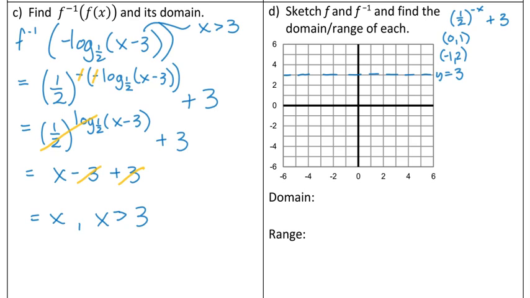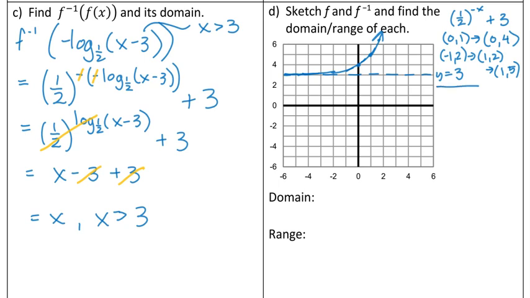So if we flip across the y-axis and then shift up 3, the flip won't move that first point, but shifting up will. It'll end up at 0, 4. The second point, when we flip, it will end up at 1, 2, and then when we shift up, it will end up at 1, 5. So 0, 4, and 1, 5, and up above I already kind of followed the shape, so I know I'm expecting an exponential growth shape that starts above that y equals 3 asymptote.